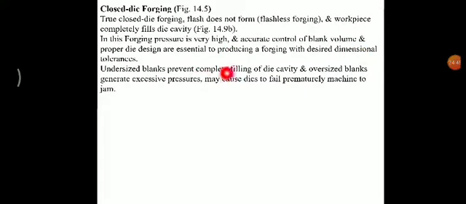If an undersized blank is there, it will not allow complete filling of the die cavity, and an oversized blank means very excessive pressure that will cause premature failure or jamming of the machine.